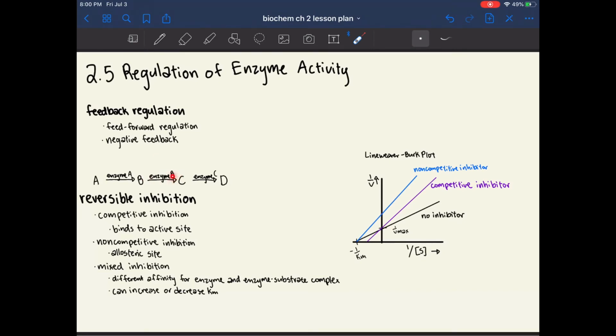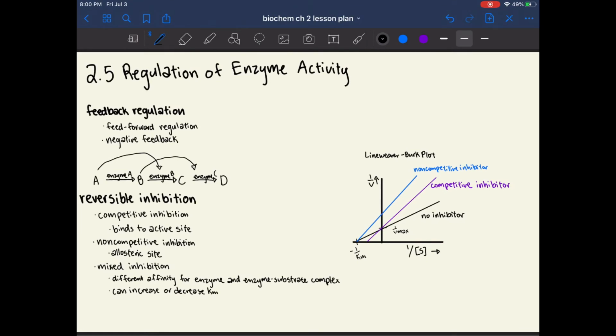So you need a way to tell enzyme B, hey, it's time to become active and make more of substance C. So your substance A can go forward and activate enzyme B, or your substance B can go forward and activate enzyme C, or your substance A can go and activate enzyme C as well. So feed-forward regulation is when a substance earlier on in the pathway goes forward to activate or deactivate an enzyme.